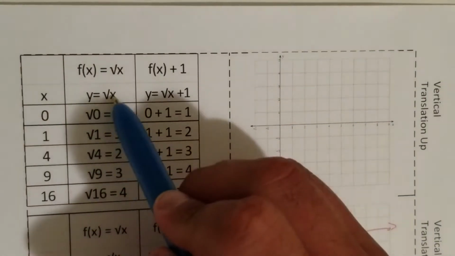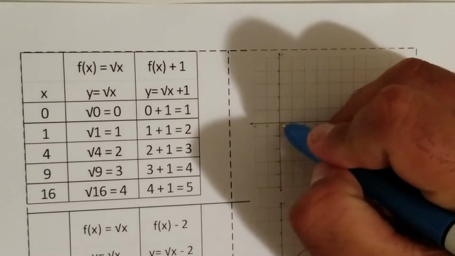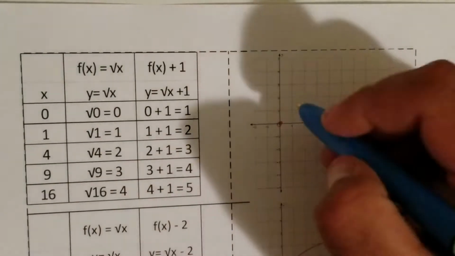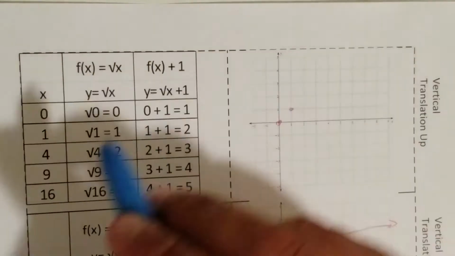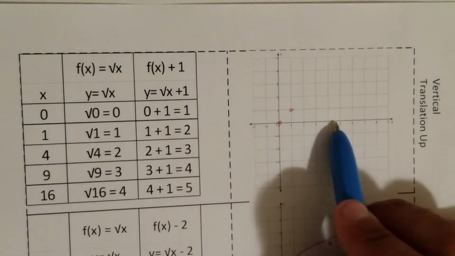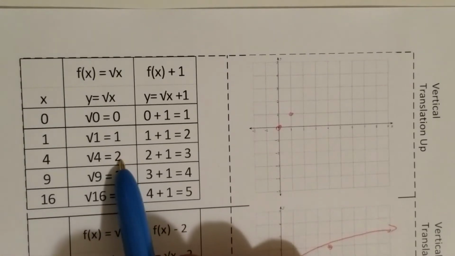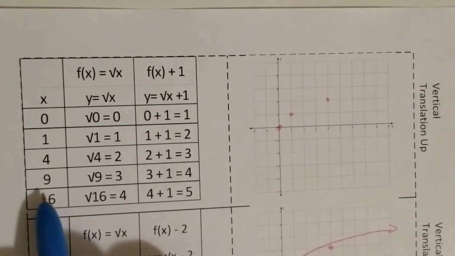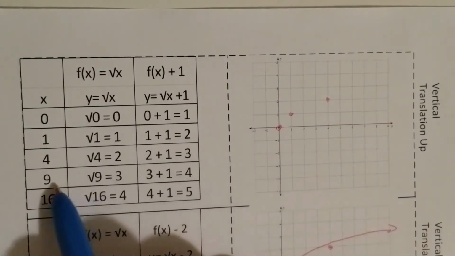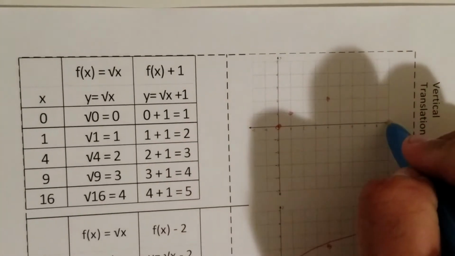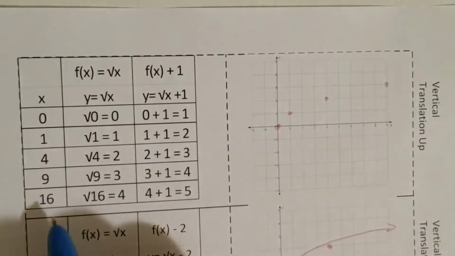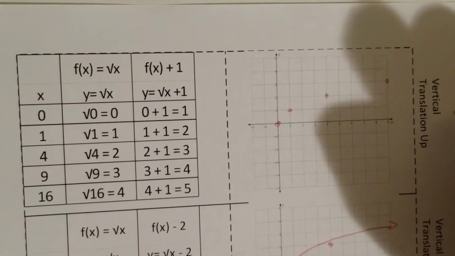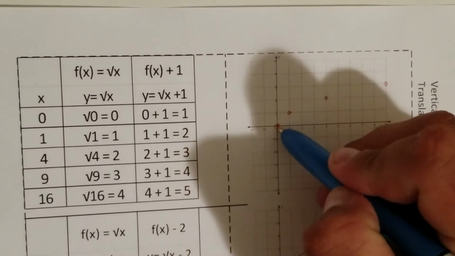So if we have x is 0, we plug that in here and we get 0. So our first point is here. When we plug in square root of 1, we get 1. So 1, 1. We plug in x for 4, and we get the square root of 4 is 2. So 4 and 2. We get 9, which is the last point here, and we take the square root of that, and we get 3. And we have 16, but that would be way out here, far away, and it won't fit in our graph.